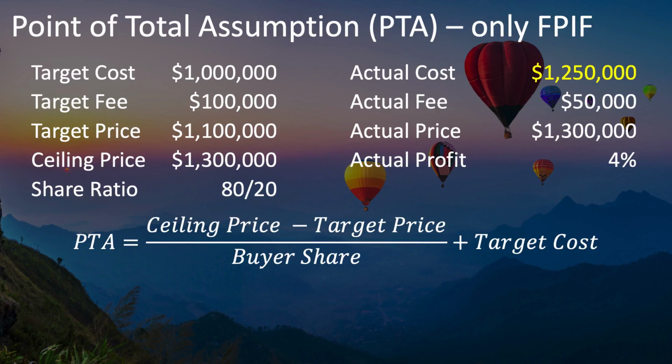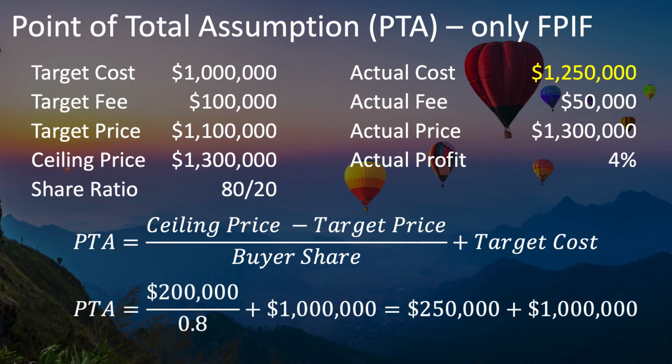Dividing by the buyer's share of the share ratio tells you how high the cost overruns can go before the buyer stops sharing the costs. Now you can just add this to the target cost, and you know how high the total actual costs will go before the buyer is done sharing them. And that's the point of total assumption.